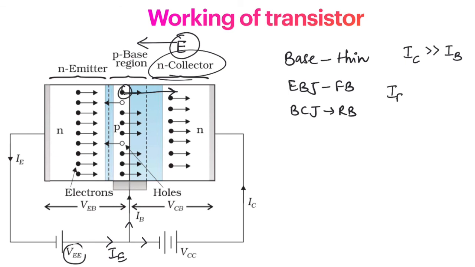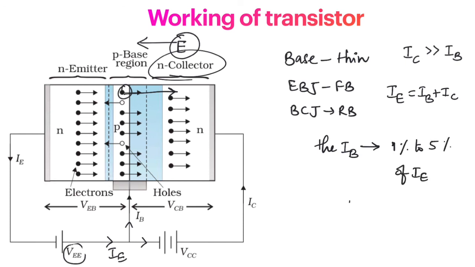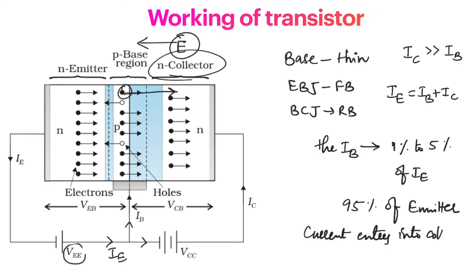So we can write IE equals IB plus IC, and the IB value is very small, or we can say IB is basically just 1% to 5% of IE. It means mostly 95% of the emitter current enters into the collector region. Okay, so this is the thing about the working of a transistor.